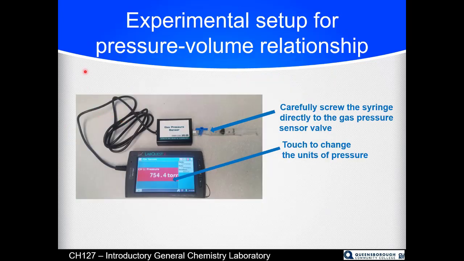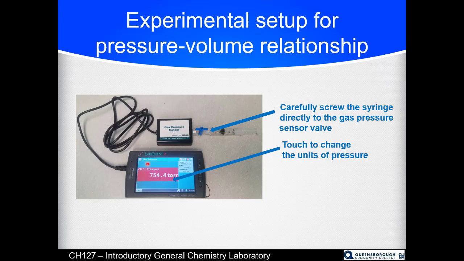So for pressure-volume, you don't need the temperature sensor attached. You just need the syringe attached. As the instructions will show you, you need to set the syringe. If you have a 5 milliliter syringe, you'll set it at 2.5 milliliters before you attach it to the pressure sensor, so that you can back the syringe off to 5 milliliters and see what happens to the pressure, and force the syringe in to 1.25 milliliters, half the volume, and see what happens to the pressure.